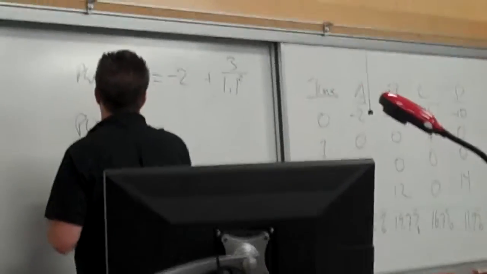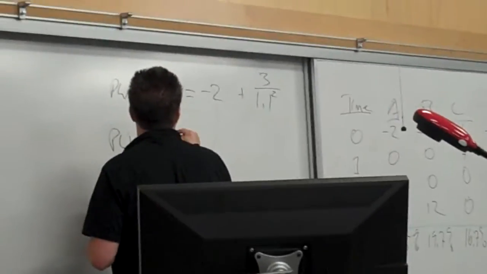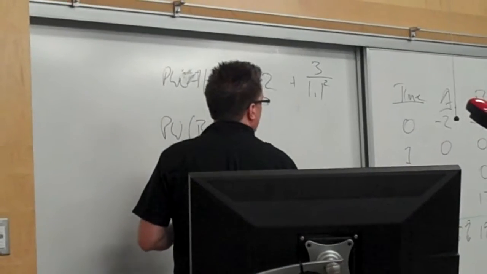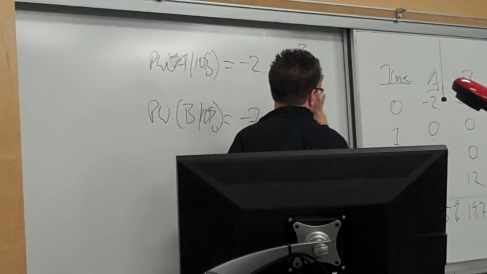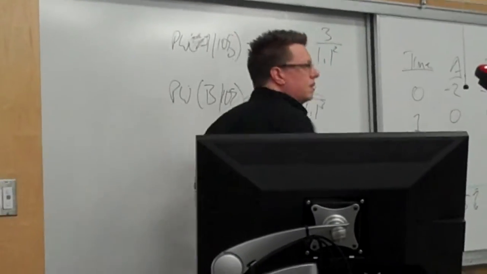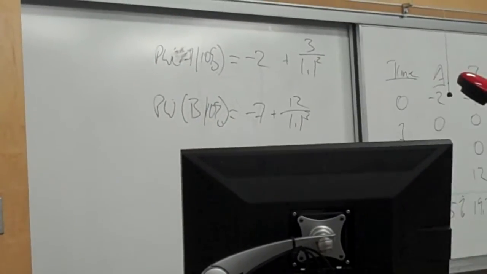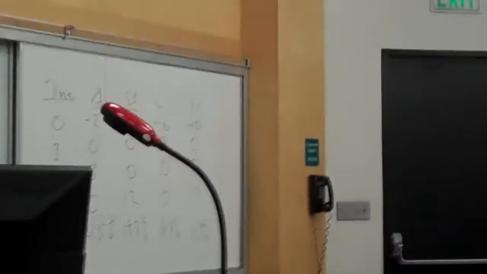And the other ones are going to be very similar to that one. So the present worth of something like asset B, given that it's 10%, is going to be -7 plus 12 on 1.1 to the third. And that should get it for you there. Okay?